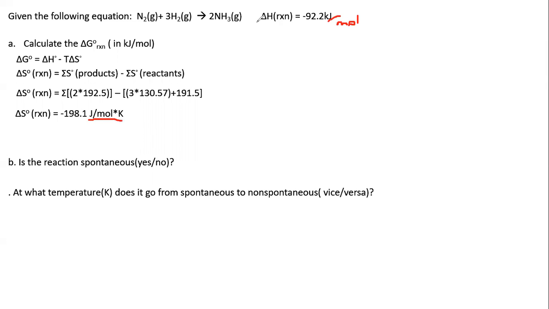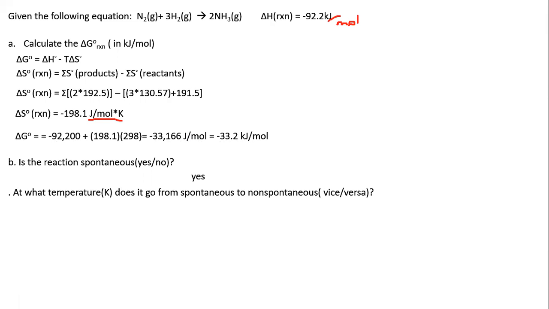So the best thing to do, what I like to do, is convert delta H to joules, and then we plug it into the delta G equation. So I converted delta H to joules, solved for delta G, got joules per mole, converted it to kilojoules per mole, and we see it's negative 33.2 kilojoules per mole. Is this reaction spontaneous? Since it's negative, it is spontaneous at 298 Kelvin. So the answer is yes.